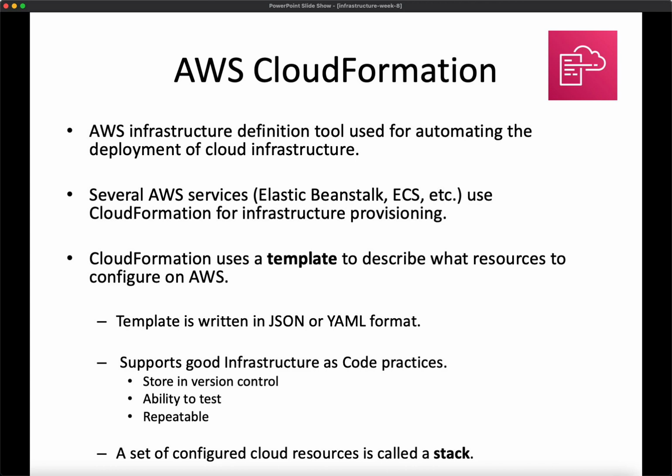We can store that template in a version control system like Git. We can use it in our infrastructure delivery pipelines in order to test out environments. For example, I can use a CloudFormation template to quickly spin up a development environment where it might perform a series of tests before deploying infrastructure changes to a staging or production environment.